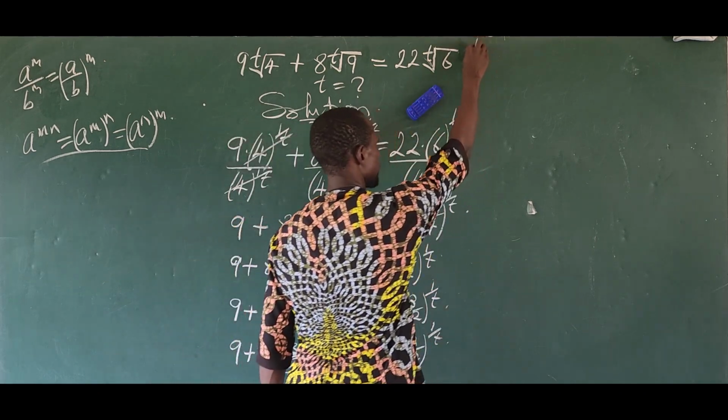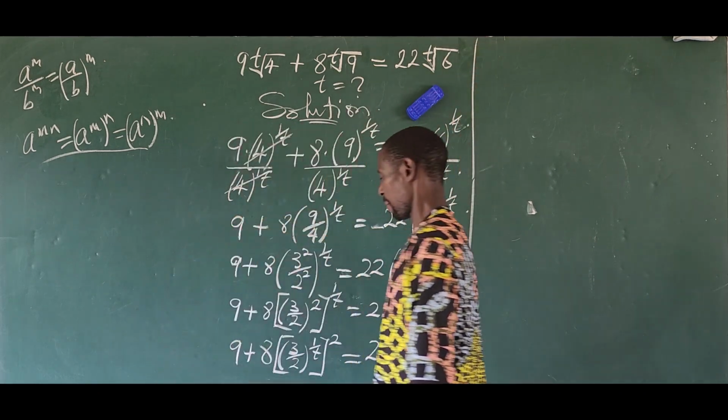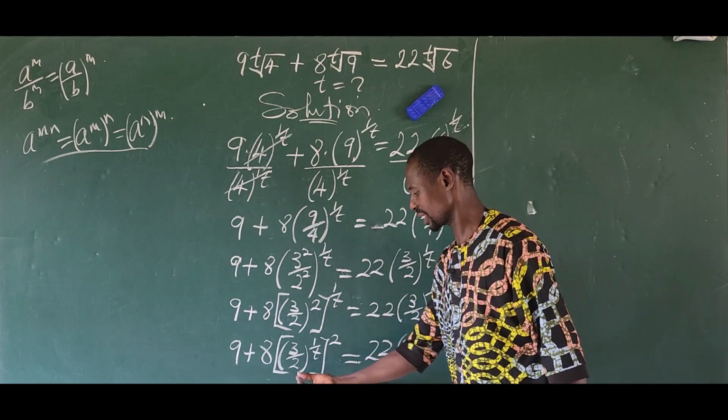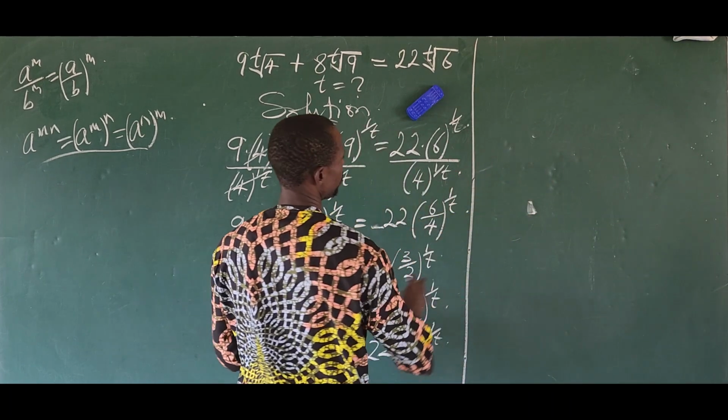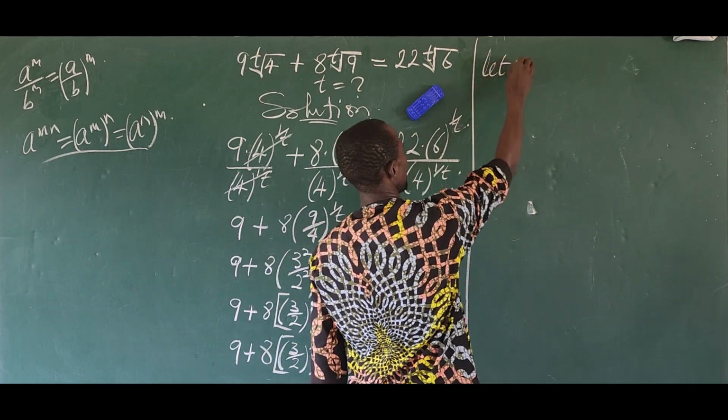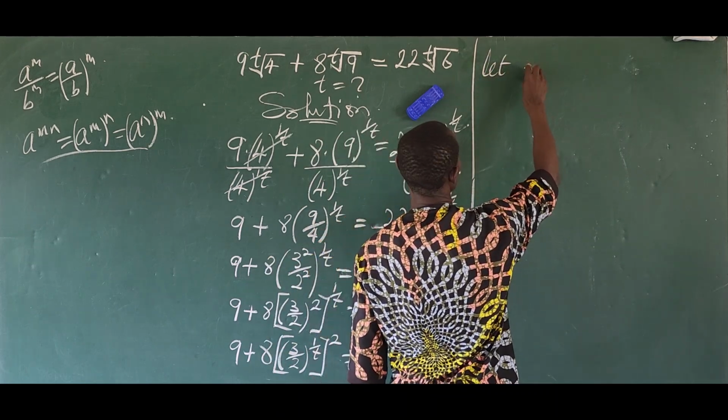Easy. We are heading somewhere. Now that we have this quantity and this quantity to be same, we can do a simple substitution. So from here we can say, let's take a p. I like using p.